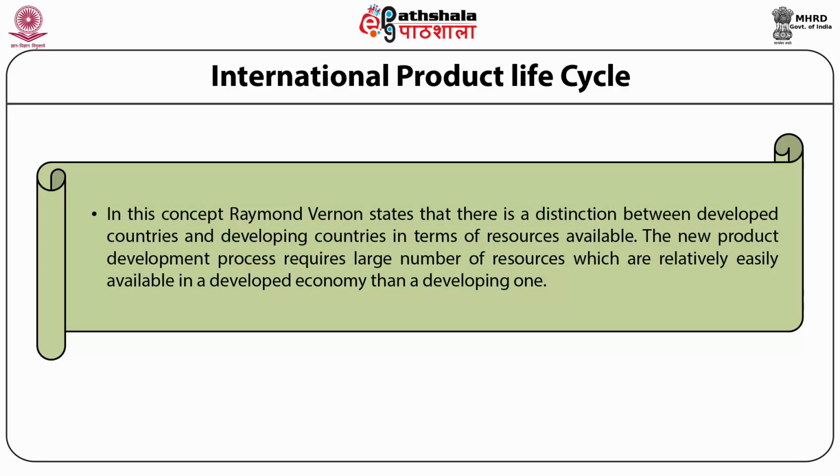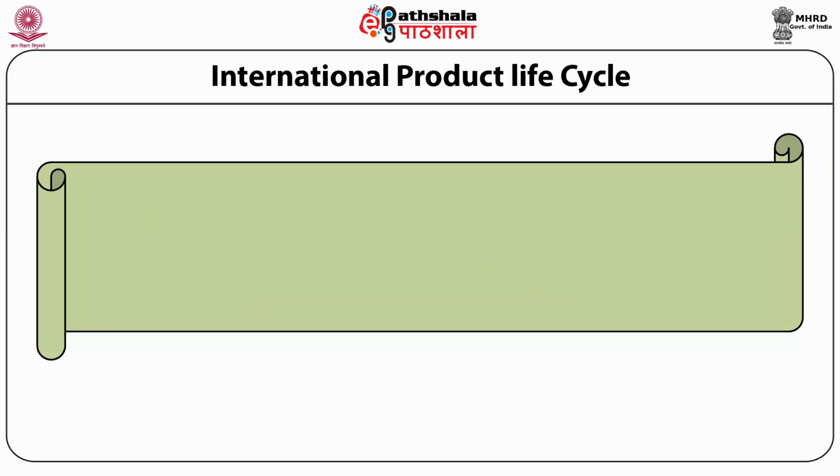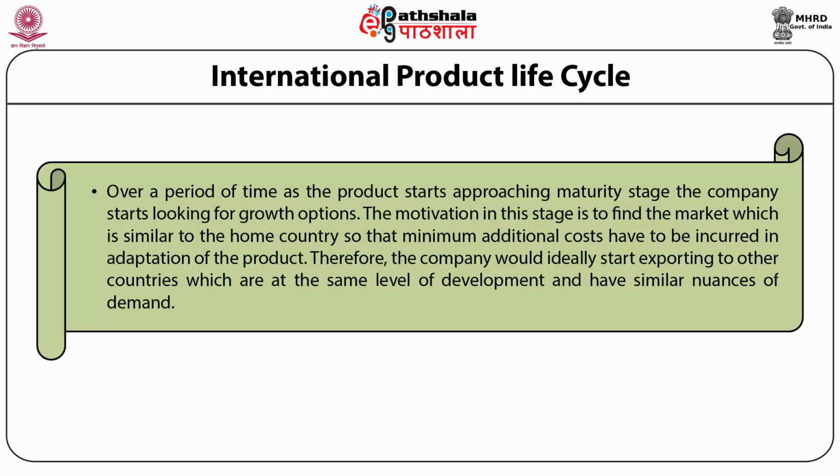This model of international product life cycle proposed by Raymond Vernon states that there is a distinction between developed countries and developing countries in terms of resources available. The new product development process requires a large number of resources, which are relatively easily available in a developed economy than in a developing one.